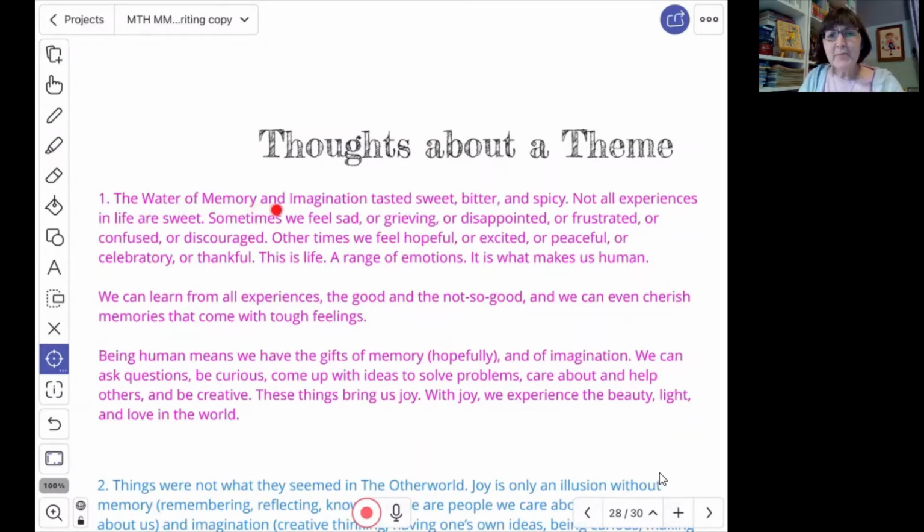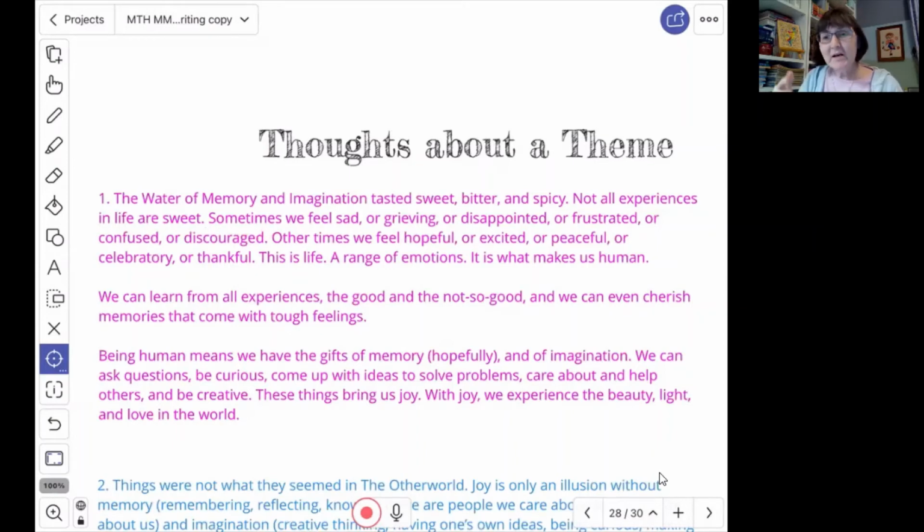So the water of memory and imagination, it said, tasted sweet, bitter, and spicy. I thought that was really interesting because sweet, bitter, and spicy are all very different. And a bitter taste is not a taste that most people like very much. You don't usually think of things as being both sweet and bitter. And then I thought to myself, not all experiences in life are sweet.